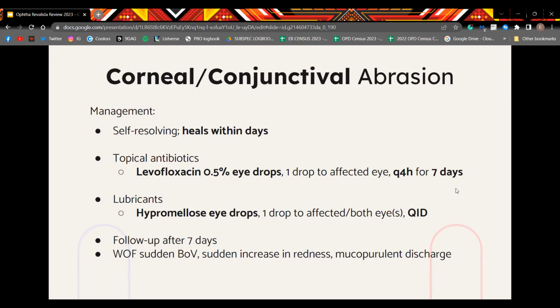Again, we follow up the patient after 7 days to make sure na nag-heal na yung abrasion. Usually, after mga 4 or 5 days, parang wala na yung uptake. Usually, lumiliit siya until biglang mawala na lang. And then, watch out for mga signs of infection, which is sudden blurring of vision, sudden increase in the redness, mucopurulent discharge sa eyes.